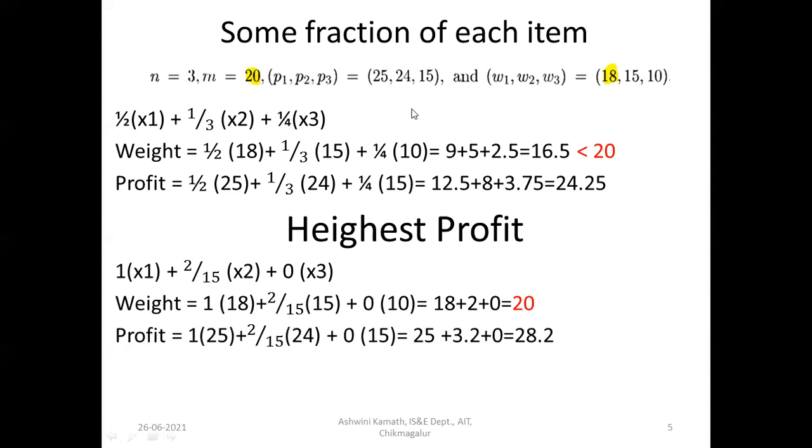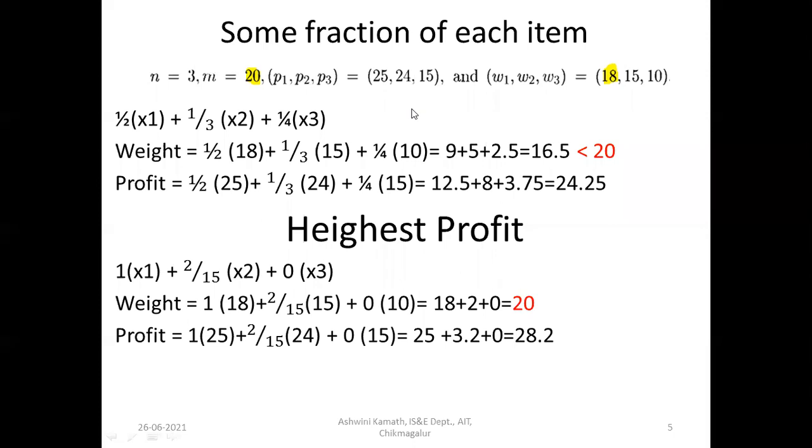Let us see the profit earned. So 1 into 25, plus 2 by 15 into 24, and the third item we are not going to add, so it will be 0. So 25 plus 3.2 plus 0, which is equal to 28.2. So from the first method, we are going to earn 24.25. From the second method, we are going to earn 28.2.